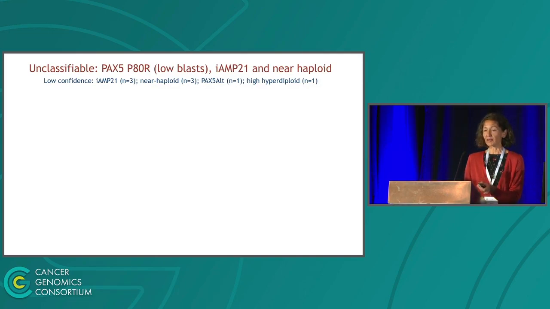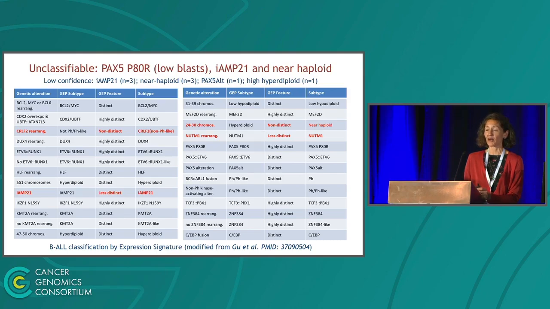It turned out that one unclassified case had low blast percentage, and the others that were either non-classified or had low confidence belonged to those subtypes that are known from before to have non-distinct expression profile. That includes iAMP21 or near haploid cases. Those are known to have an expression profile that is a little difficult to distinguish from other subtypes. So expression profile is maybe not the best approach for those specific subtypes, but they're easily detectable by our standard of care testing.